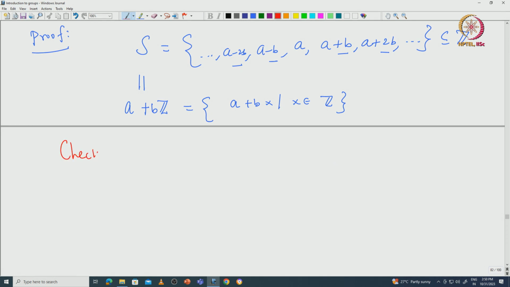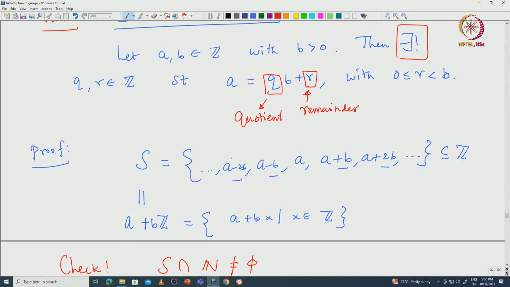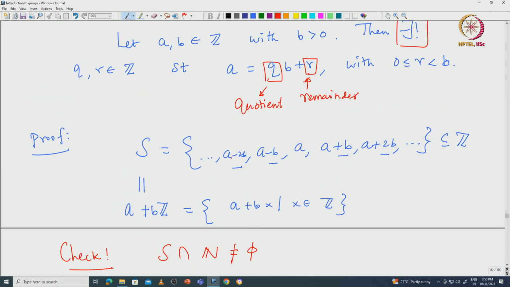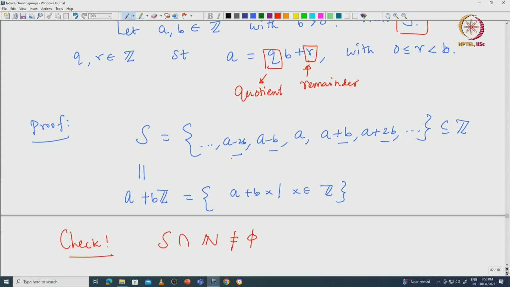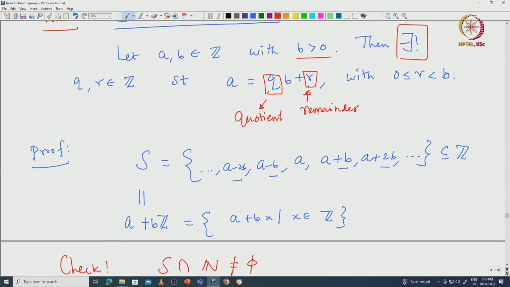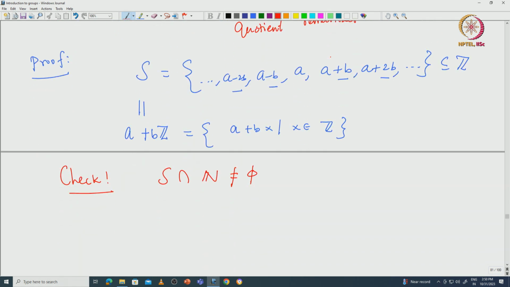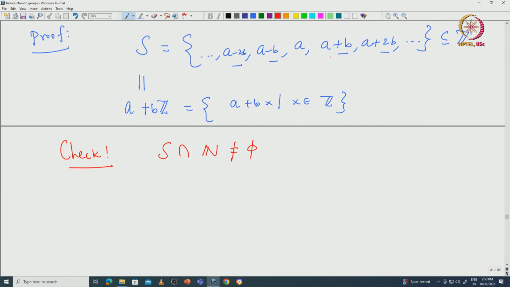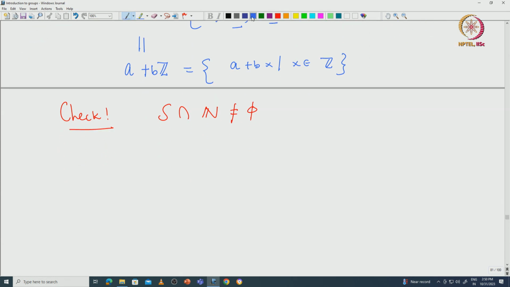I will leave it to you to check that S intersection N will be non-empty. It could be empty in only one case, when B is 0 and A is negative, but to begin with we assume that B is positive. Because B is positive, S intersection N must always be non-empty. So, in particular we can talk about N, because with respect to the order that we have on N, it is a well ordered set.